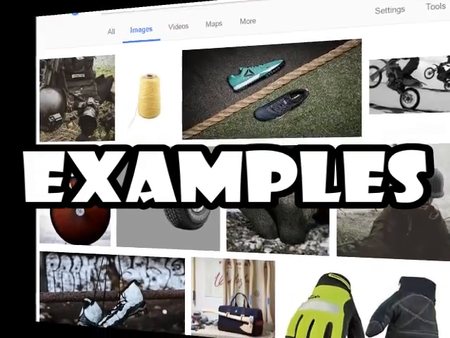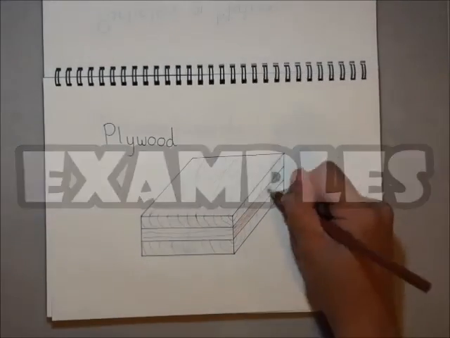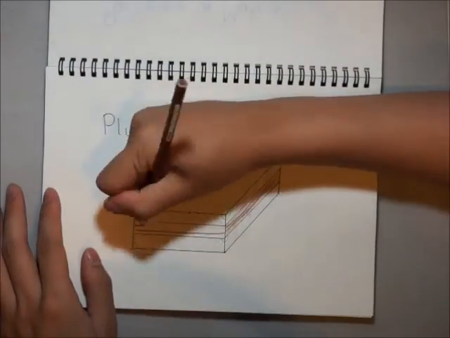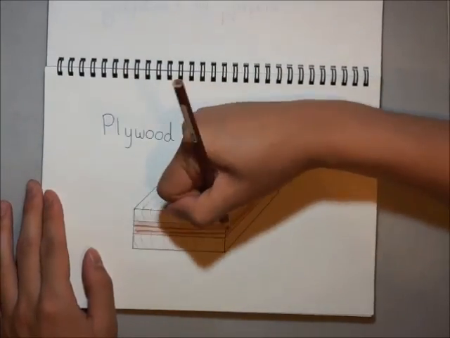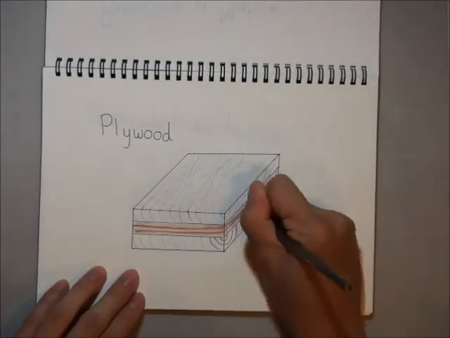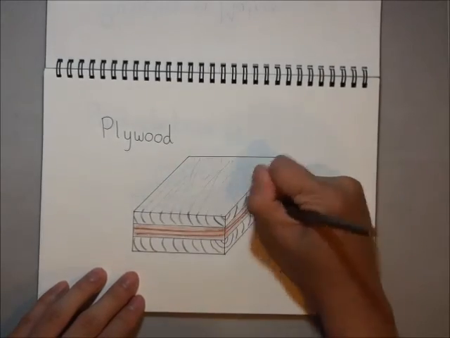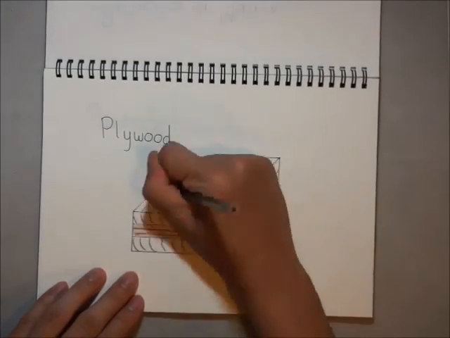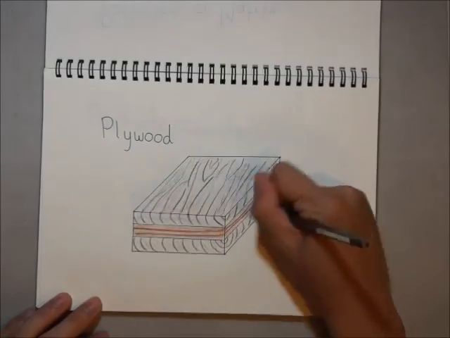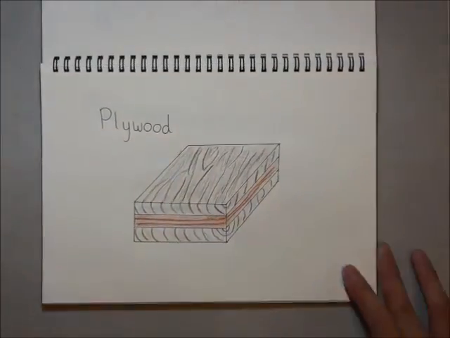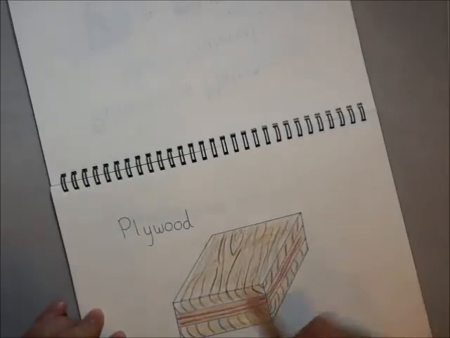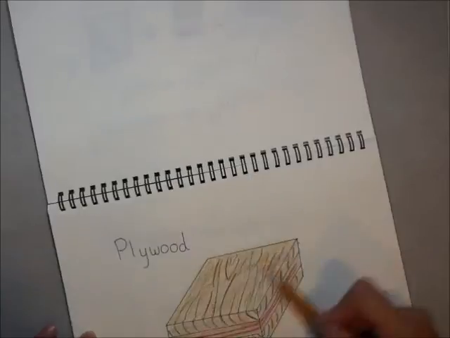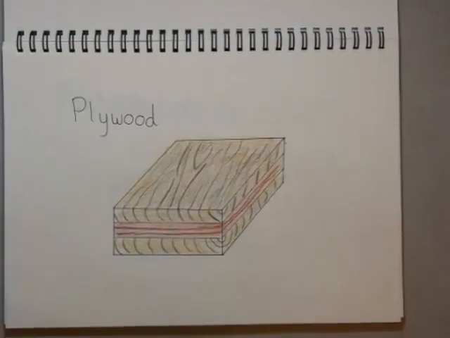Now we'll go through some examples of composite materials. Plywood. Plywood is a combination of flat sheets of wood glued together to form a stronger material. This works by alternating the grain of each layer, and this stops the possibility of wood breaking along the grain. Plywood can be used to build furniture as it is strong and still retains the wood pattern.